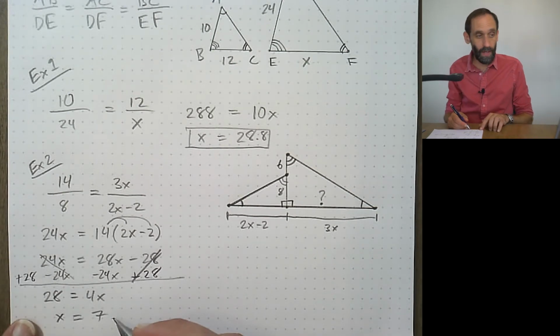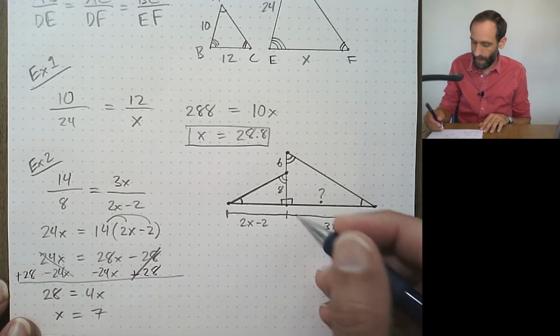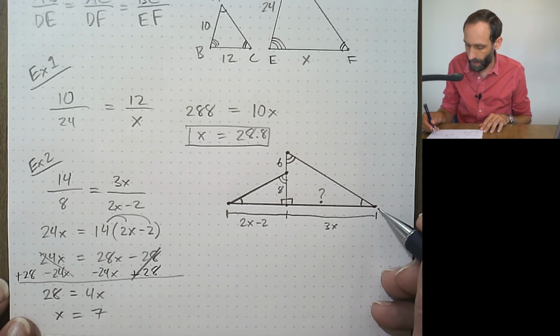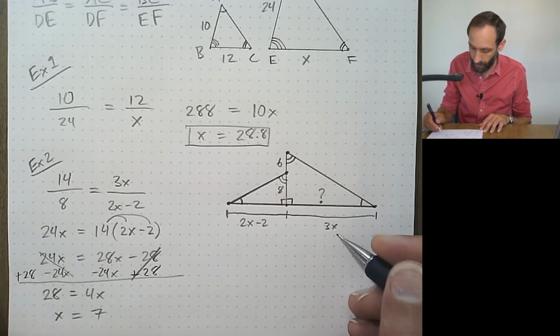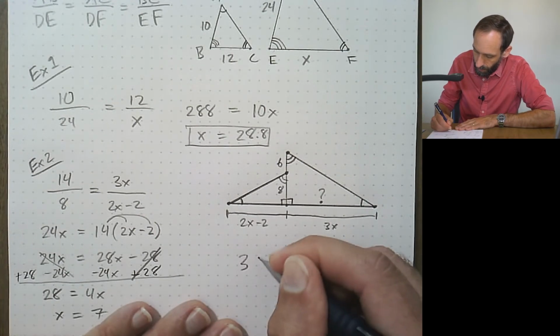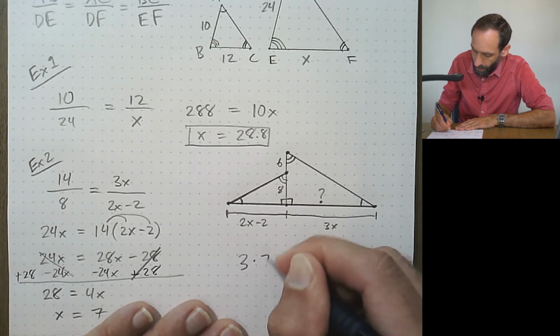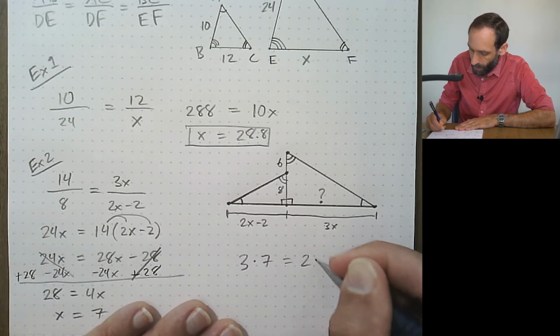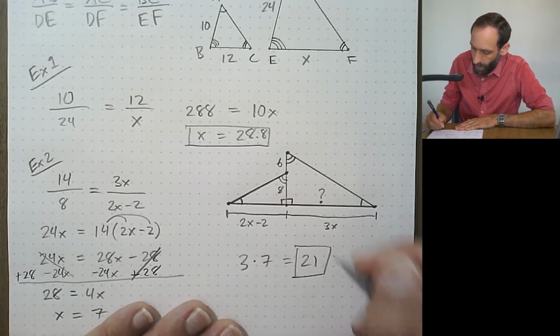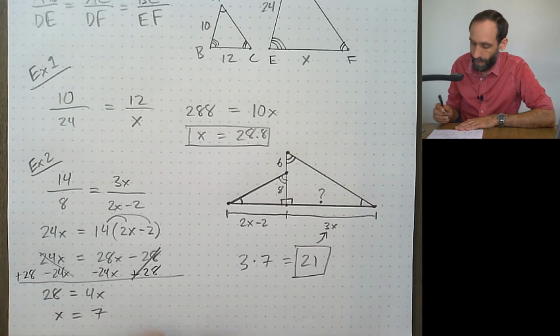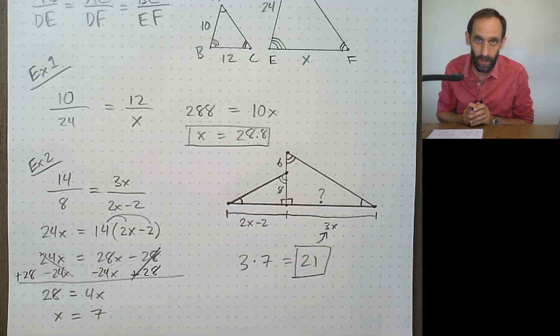Okay, so if x is equal to 7, and the length of this bottom side of the larger triangle is equal to 3x, well, 3 times 7 is equal to 21. So the length of that side is 21 units.